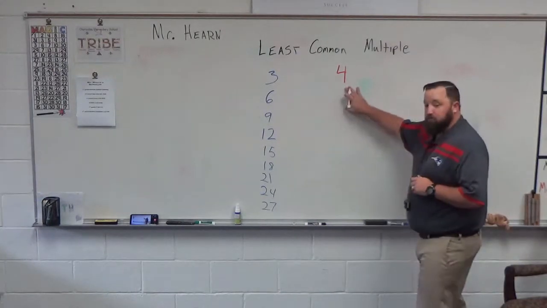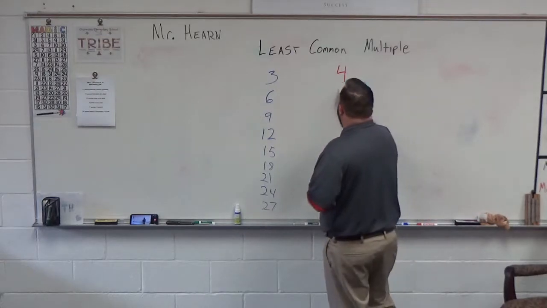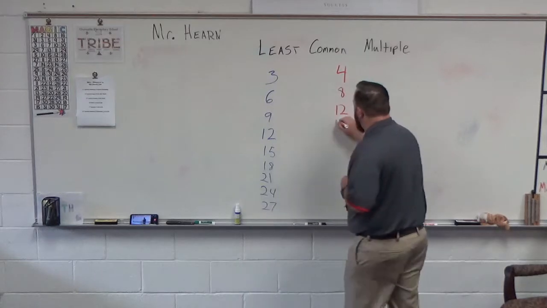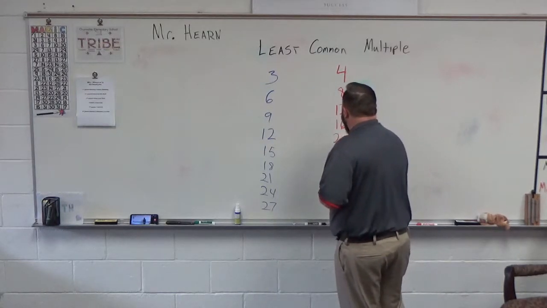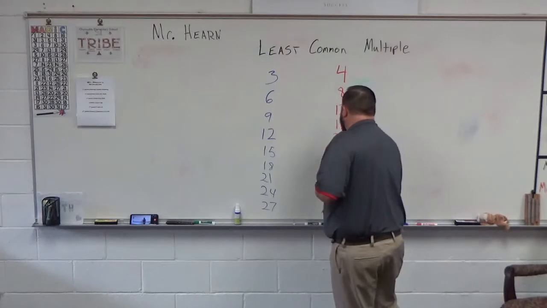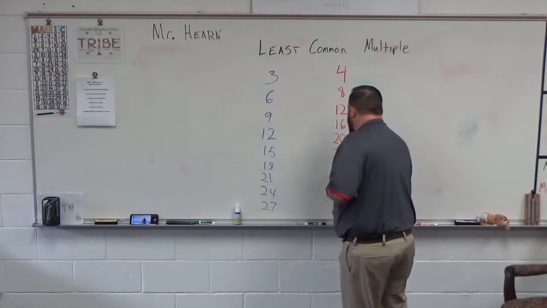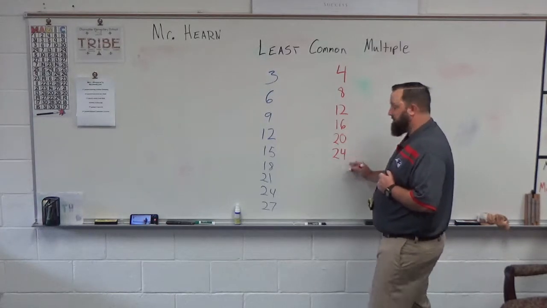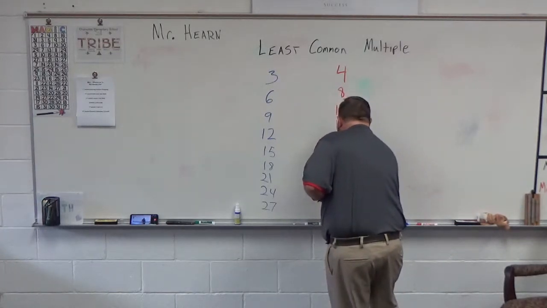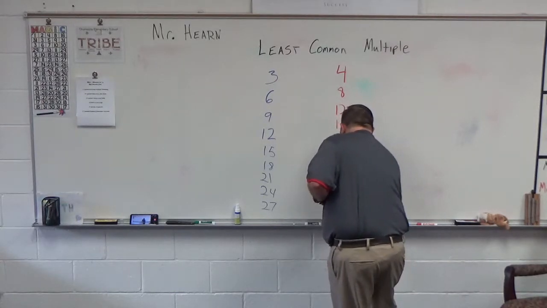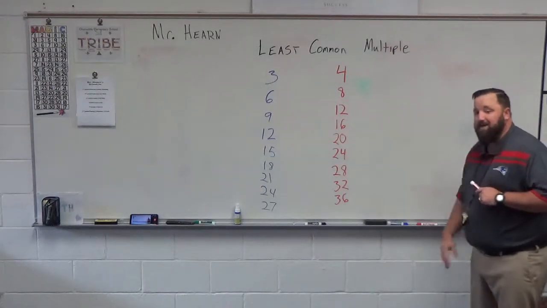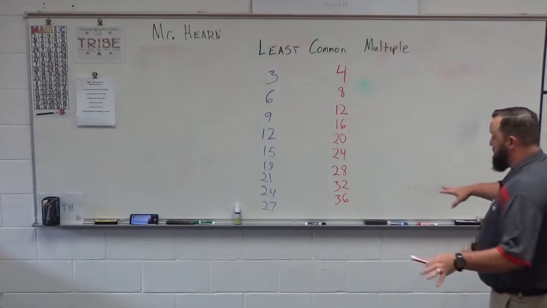So let's do our multiples of 4. 4 times 1 is 4, 4 times 2 is 8, 4 times 3 is 12, 4 times 4 is 16, 4 times 5 is 20, 4 times 6 is 24. 4 times, what's next? Yep, 4 times 7 is 28, 4 times 8 is 32, and 4 times 9 is 36. Those are our multiples of 3 and 4 all the way down to 9. And if we did 10, we'd have 30 and 40.